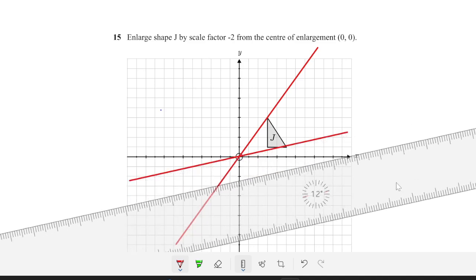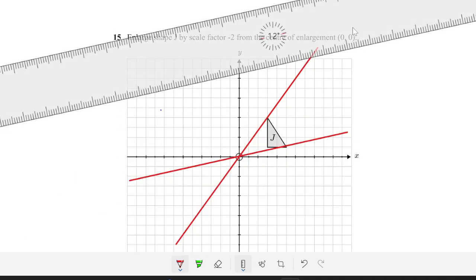Then I can take my ruler off just for now, and I can count the squares. Currently from the centre of enlargement to the point, it's going to be 5, 1. If I times that by minus 2, then it's going to go minus 10, minus 2. So from the centre of enlargement, I need to go 10 across and 2 down. And that does line up perfectly.